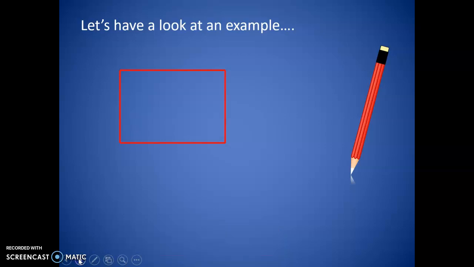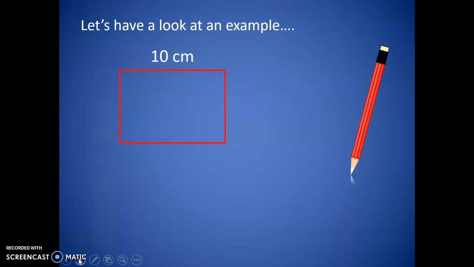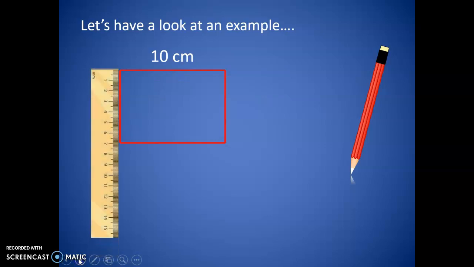Here we've got a rectangle. So we place the ruler on each side. Now remember, the end of the ruler isn't where we start measuring at 0. So we can say that that side is 10 centimetres. Okay, then we can place the ruler on the other side and we can see that that one's 7 centimetres.